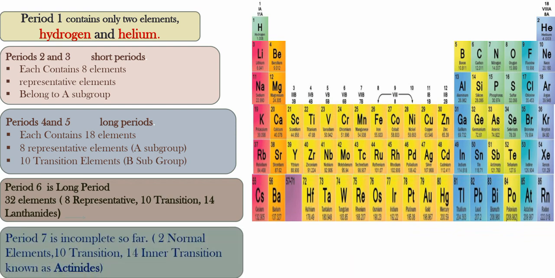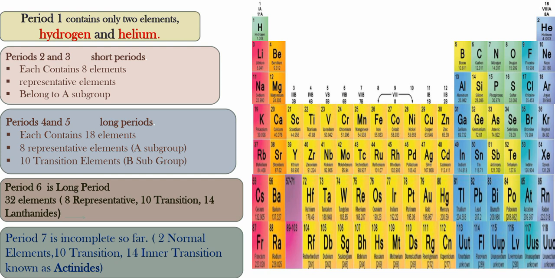Next is period 7, that is incomplete. There are 2 normal elements, francium and radium, 10 transition elements and 14 inner transition elements known as actinides, having atomic numbers from 89 to 103, and they are also placed at the bottom of the periodic table.